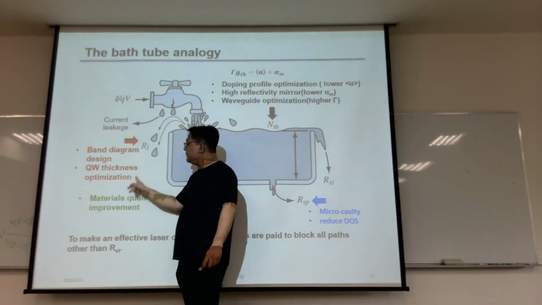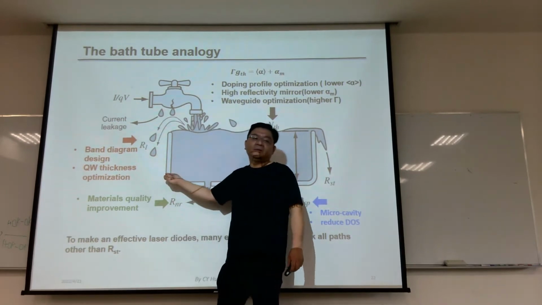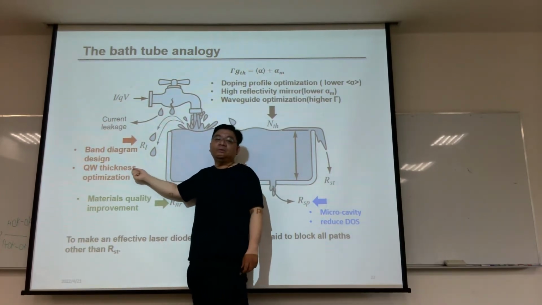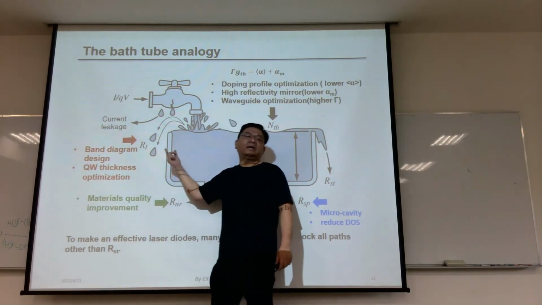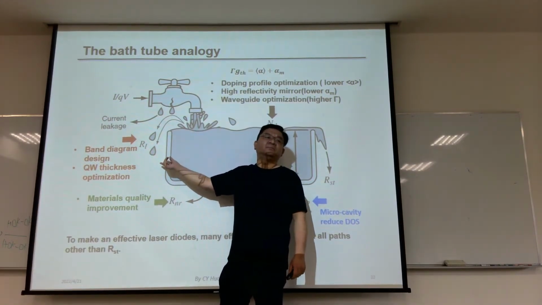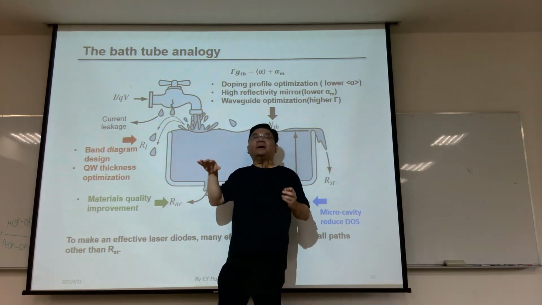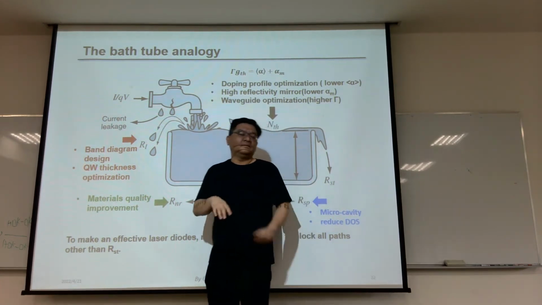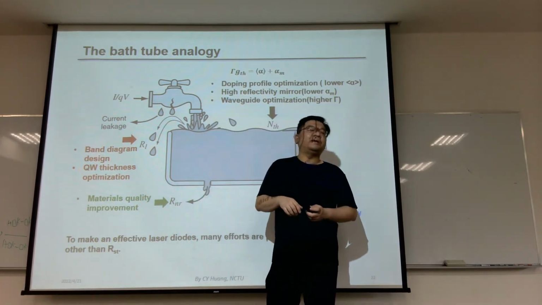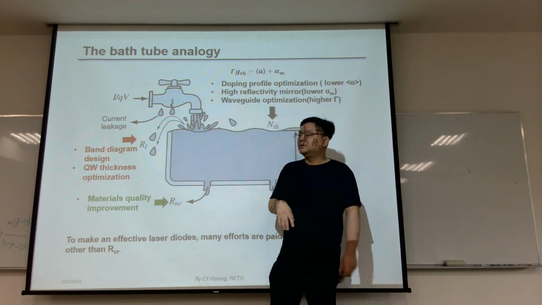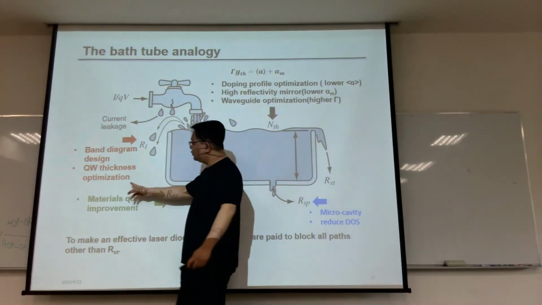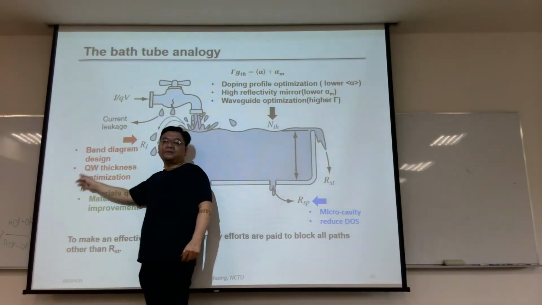Quantum well thickness optimization. Why? Because if a quantum well is too thin, the hot carrier effect will take place. The carrier might not be captured by your quantum well, just go through it. So you don't want the quantum well to be too thin.